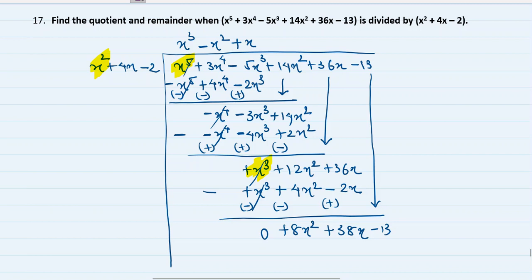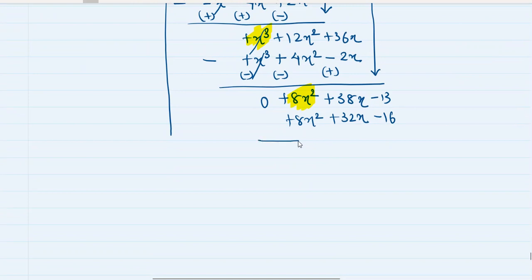Now we'll take the first term of our dividend as usual, divided with the first term of our divisor. Plus 8x square divided by x square is plus 8. Plus 8 into plus x square is plus 8x square. Plus 8 into plus 4x is plus 32x. And plus 8 into minus 2 is minus 16. Let us simplify. Draw a line, minus sign, change the signs.